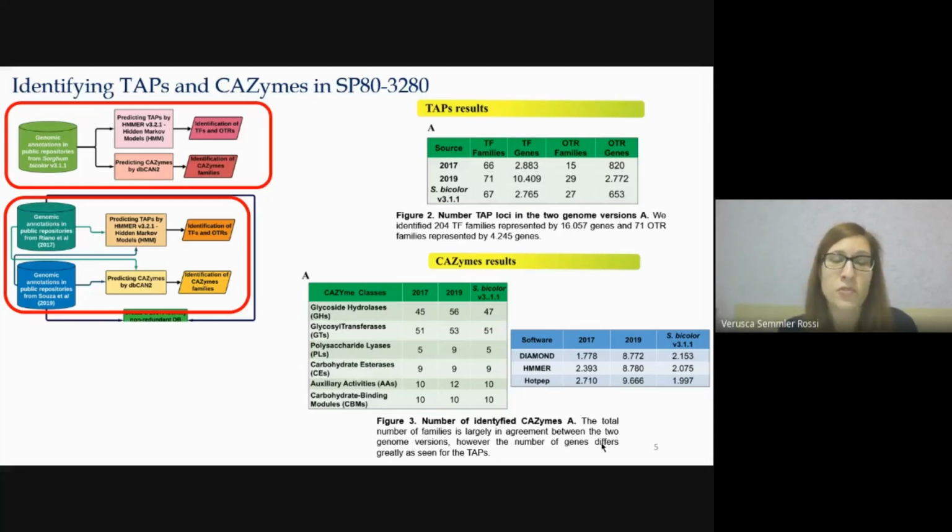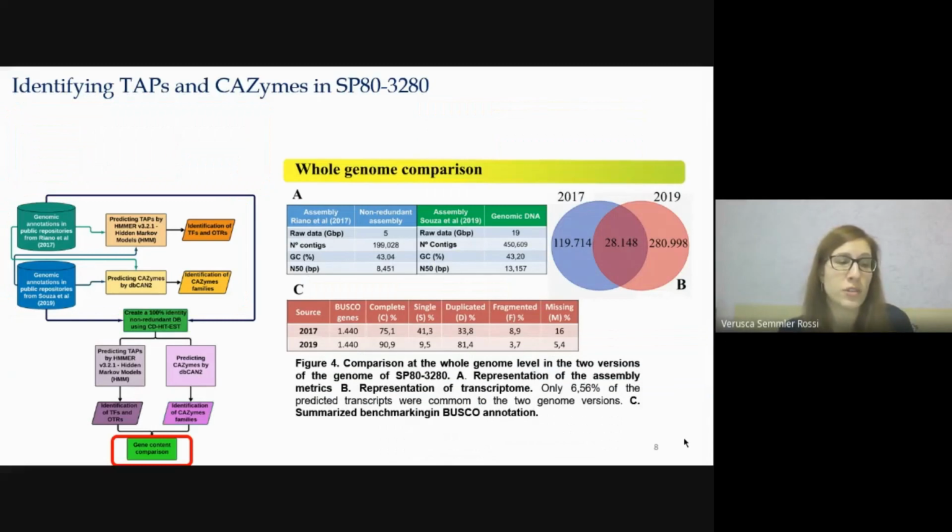We identified 204 TF families represented by 16,057 genes and 71 OTA families represented by 4,245 genes. And for the CAZymes, we identified 279 families. Here we can see the representation of the transcriptome, and only 6.56% of the predicted transcripts were common to the two genome versions.